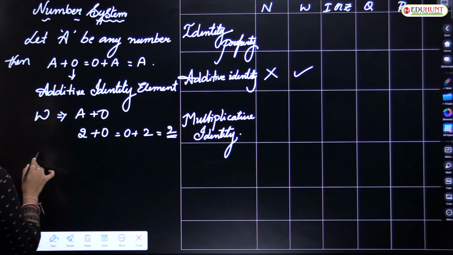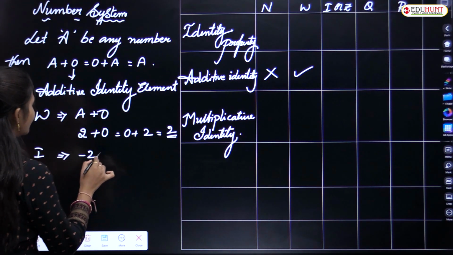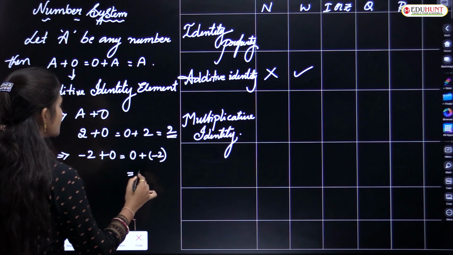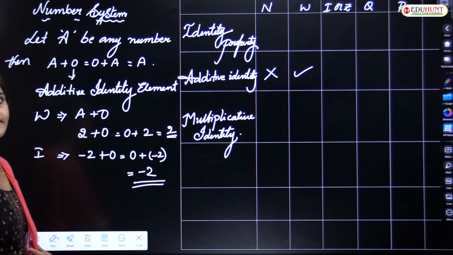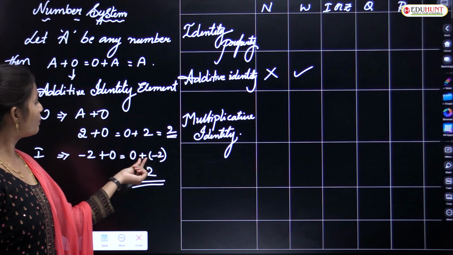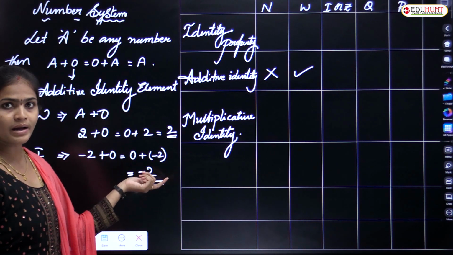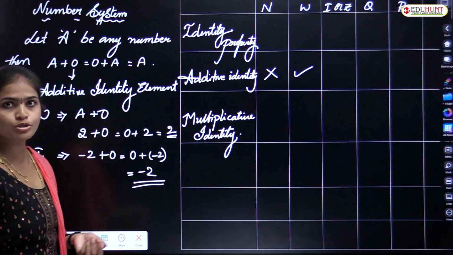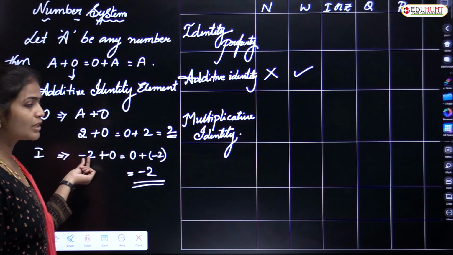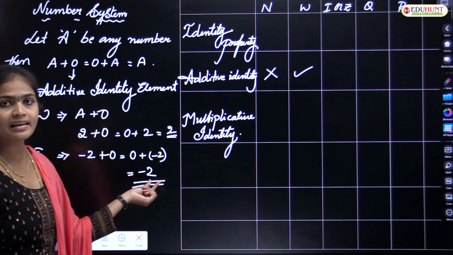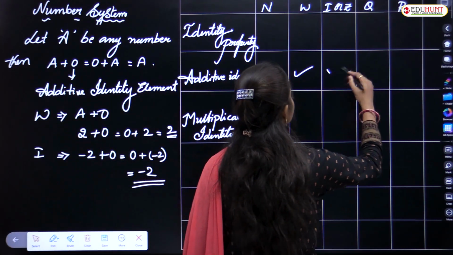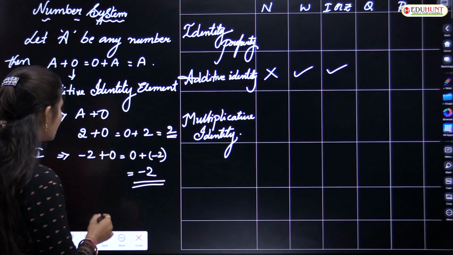Come to integers. Minus 2 plus 0 is equal to 0 plus minus 2, which again gives the result minus 2. Yes or no? Minus 2 plus 0 is minus 2, and 0 plus minus 2 is minus 2. So if you add 0 to minus 2, you get the number itself as the result. Is it satisfying? Satisfying. So integers satisfy it.